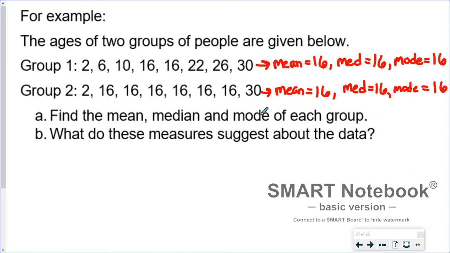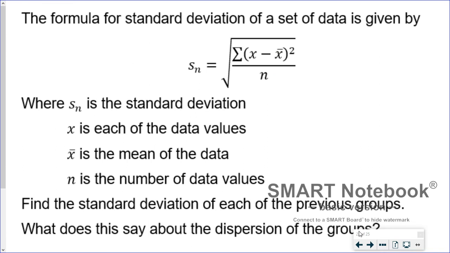All right, find the mean, median, mode of each group. We did, they're all 16, not very interesting. What do these measures suggest about the data? Well, if we weren't looking at the raw data and we were only looking at mean, median, and mode, you would say that really there's no difference between these sets of data, since all of them are the same.